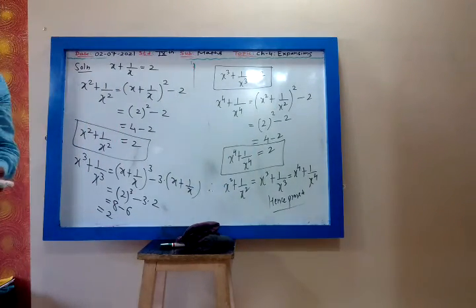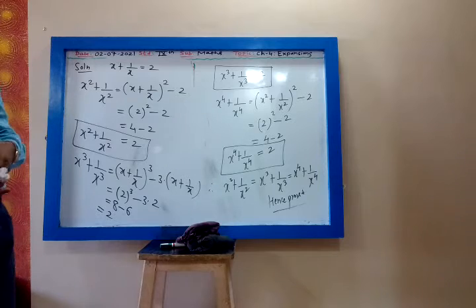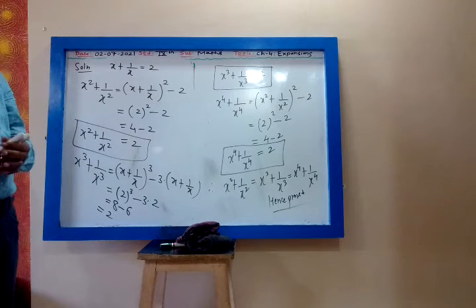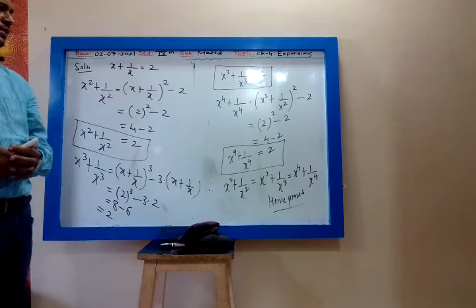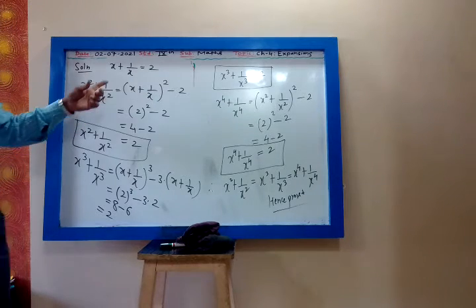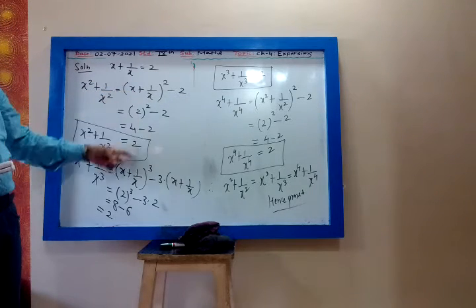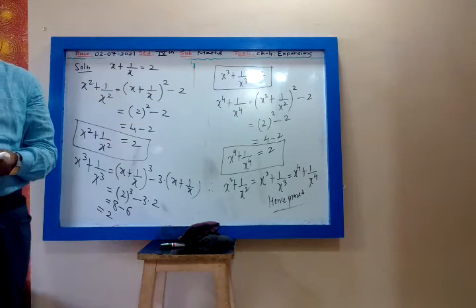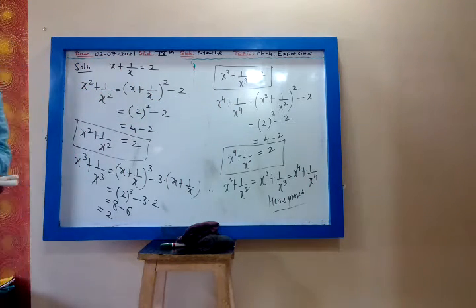So this type of problems are easy problems. I will advise you, write down the direct formula. Your one step will be reduced. If you use the direct formula, your 3 steps are reduced: 1 step here, 1 step here, 1 step here. So 3 steps are reduced. Time will be saved.